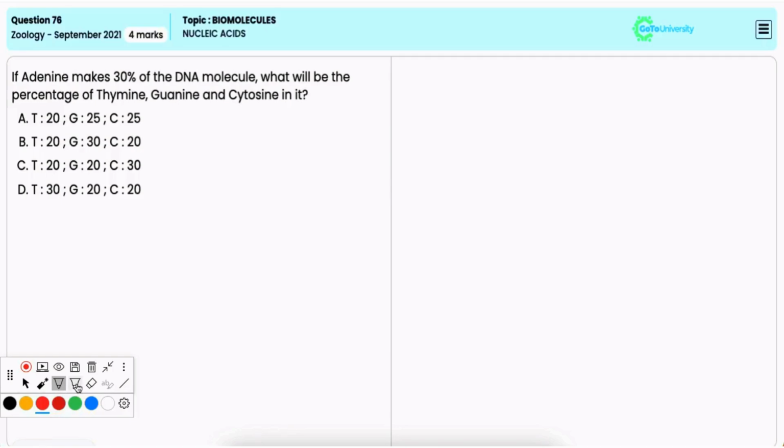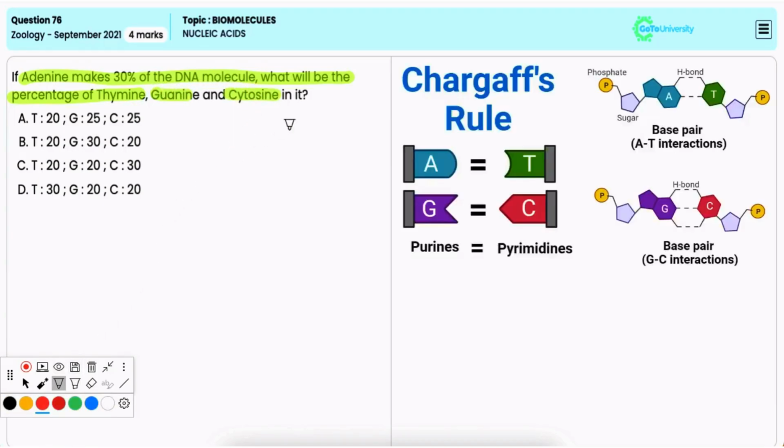In this question, the percentage of adenine in a DNA molecule has been given and you have to find out the percentage of thymine, guanine and cytosine. Now, according to Chargaff's rule, the amount of adenine is equal to the amount of thymine and the amount of guanine is equal to the amount of cytosine in a DNA molecule.